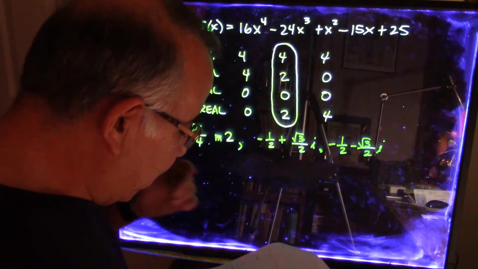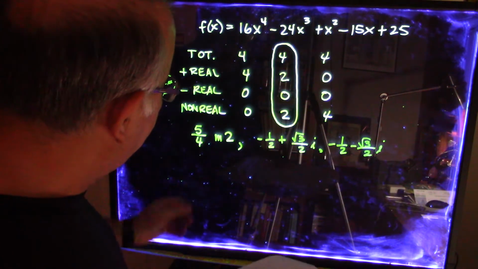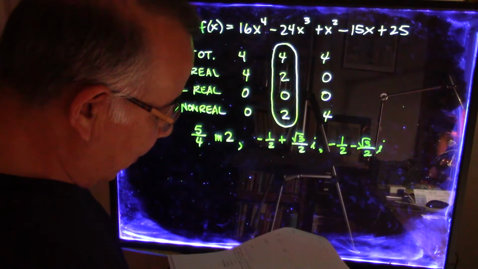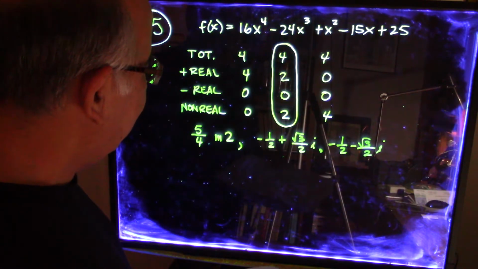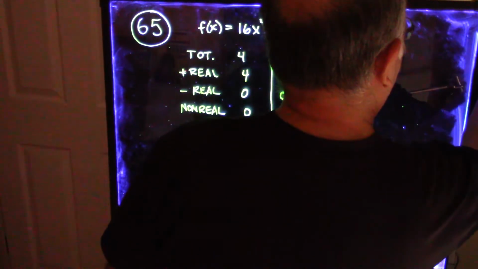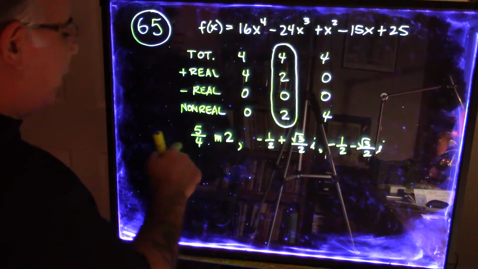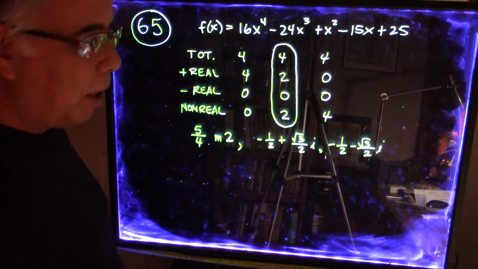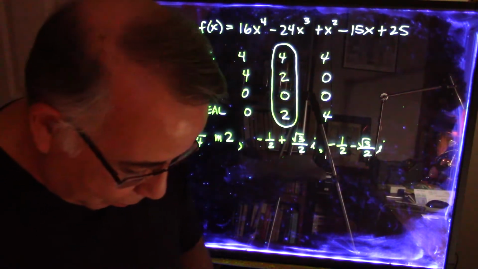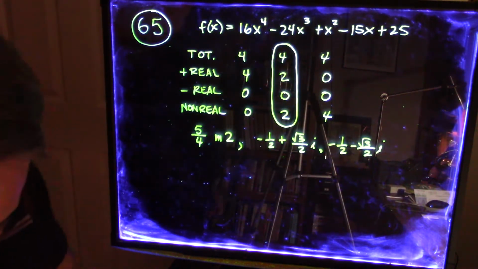The positive real root has multiplicity 2, as we said, and so that's counted twice in Descartes' rule. So you've got multiplicity 2 here, so that counts for 2 in Descartes' rule. Alright? Okay, I just wanted to bring that out.